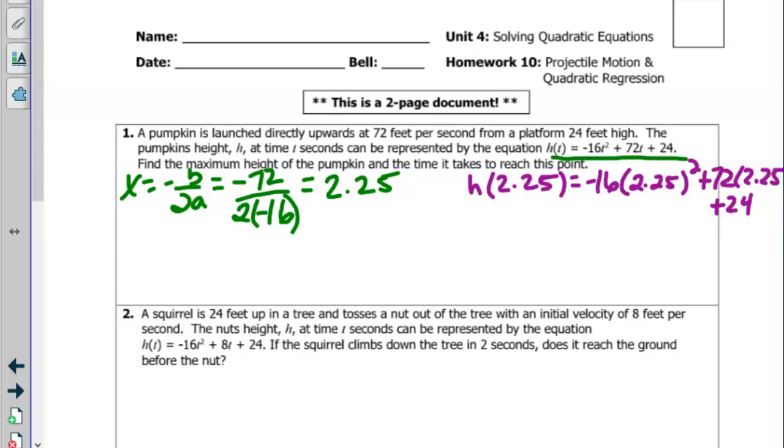What did you get? 267. Let me double check my work. 105. Yeah, 105. Did you end up getting 105? That's what I have. All right, so the height is 105 feet, and the time was 2.25 seconds. To me, that's probably the easiest one, where you just have to use the axis of symmetry. Are there any questions on number 1?